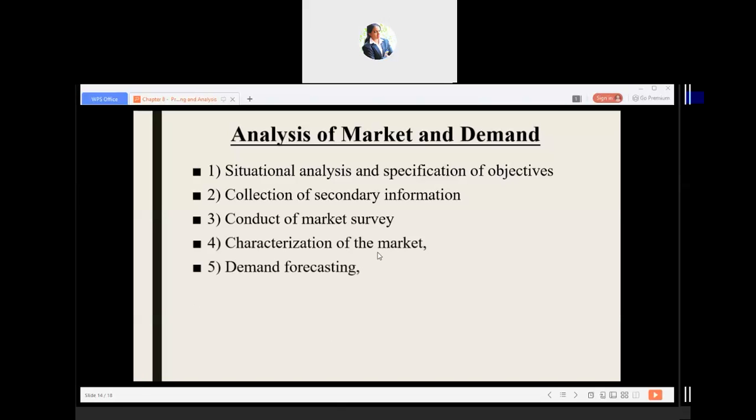Now the next one is demand forecasting. On the basis of analysis and interpretation of information which the organization gathers regarding the various aspects of the market, and also regarding the demand from both the primary and the secondary source, the organization will always try to forecast the future demand of the goods or the service which it wants to bring into the market.